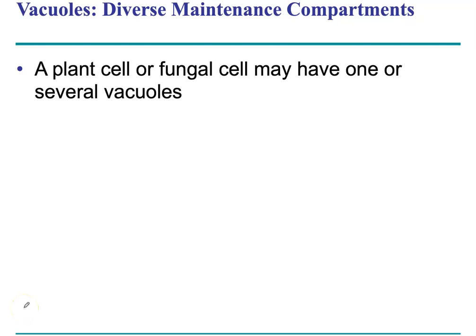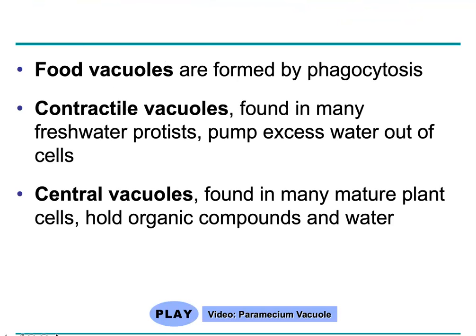Plant cells have more than one vacuole. There are major vacuoles. There's a central vacuole that even gives the plant cell its structure. Food vacuoles are formed through phagocytosis. And if it's a liquid, it's pinocytosis. Contractile vacuoles are usually seen in freshwater protists. Protists are single-celled eukaryotes.